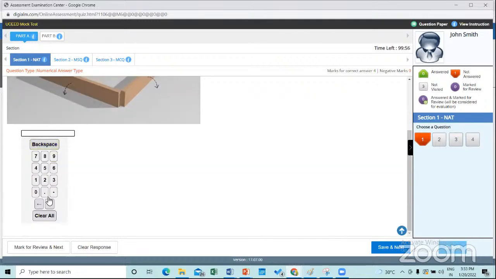There is a calculator, not the calculator. There is an option to enter the answer like this. So you can try it. If you want to be familiarized with the interface, you can just try this. It's on the official website.